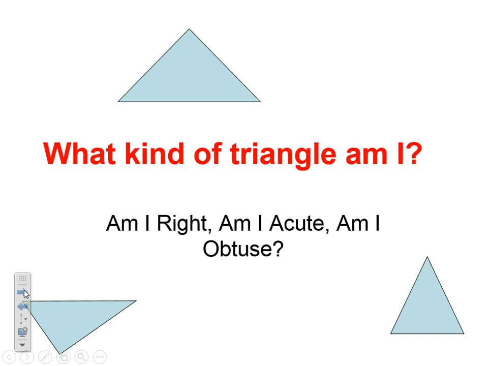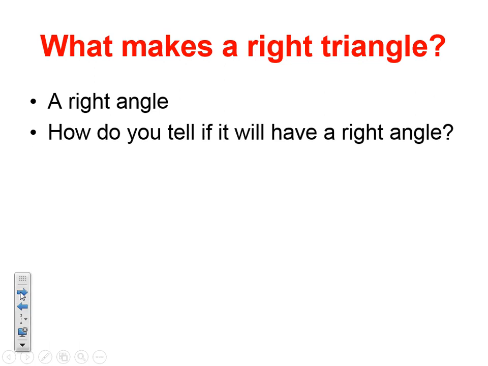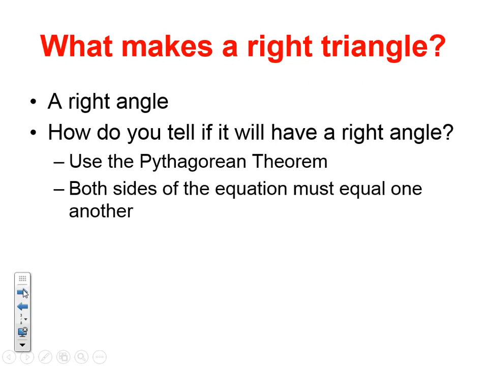Now this next slide, you need to make sure you have all of this written down, okay? What makes a right triangle? Well, first of all, we need to have a right angle. So when I give you 3 side lengths, in order for us to determine if it is a right angle, we are going to be using the Pythagorean theorem. When we use the Pythagorean theorem, both sides of the equation must be equal to each other. So this is very, very important. In order for it to be a right angle, both sides of the equation must be equal to each other. So that's how we know if it's a right triangle.